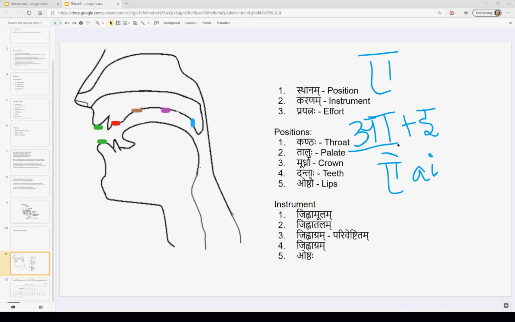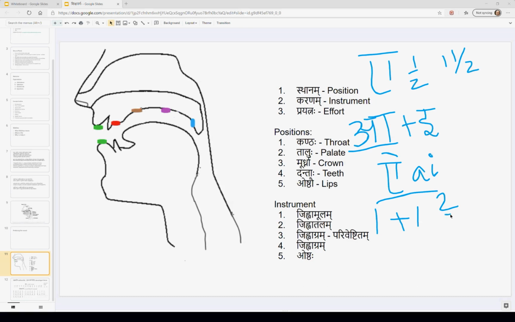What is the portion of A and what is the portion of E? For A, the portion of A was half and the portion of E was 1.5. But I is defined 1 and 1.5. Sorry, 1 and 1, right?